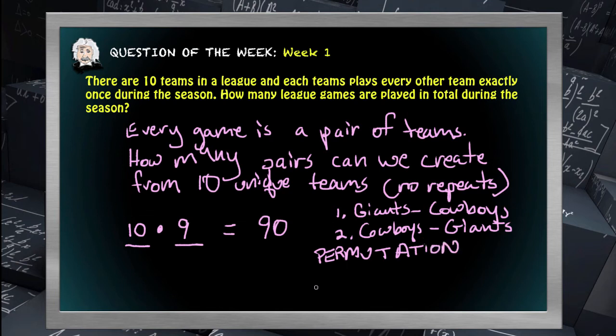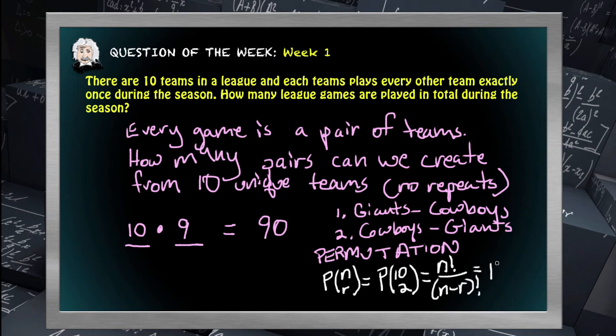And the permutation is a means by which we can, among n unique items, choose r distinct items. So in this case, we're choosing out of 10 items, we're choosing 2, just a pair of teams for every game. And that result is n factorial over n minus r factorial, which is 10 factorial over 8 factorial, so the 8, 7, 6, 5, 4, 3, 2, 1s cancel out, and the result is just 10 times 9 in this case.